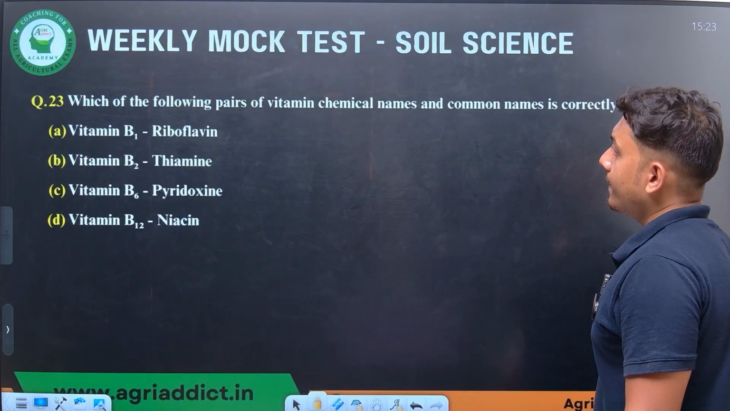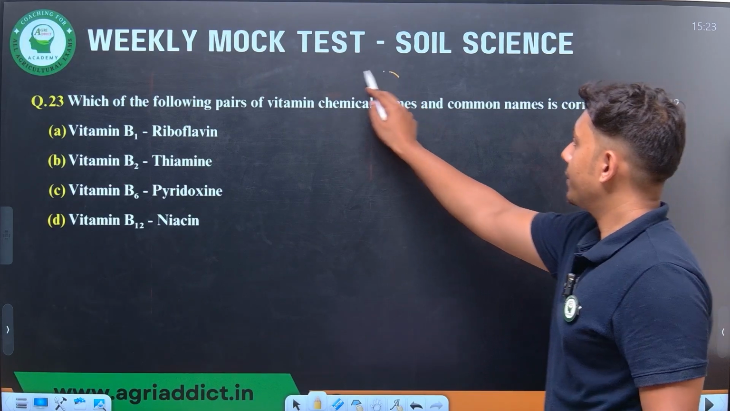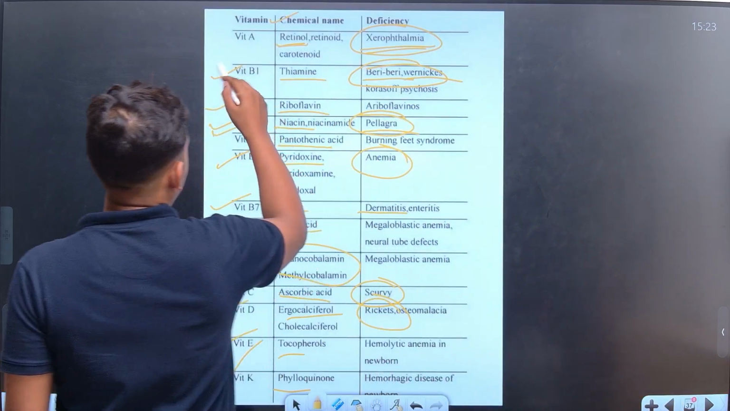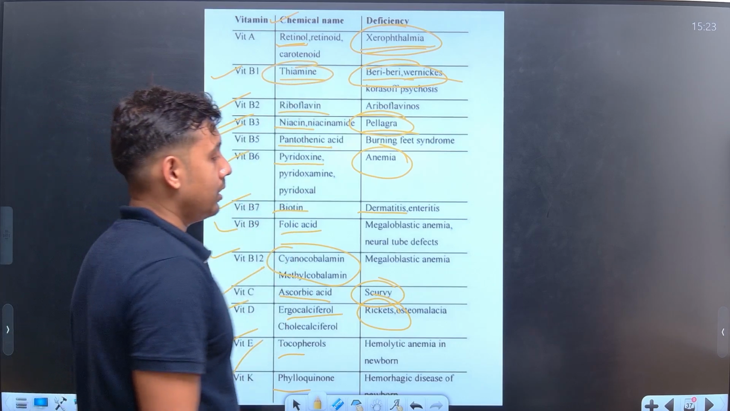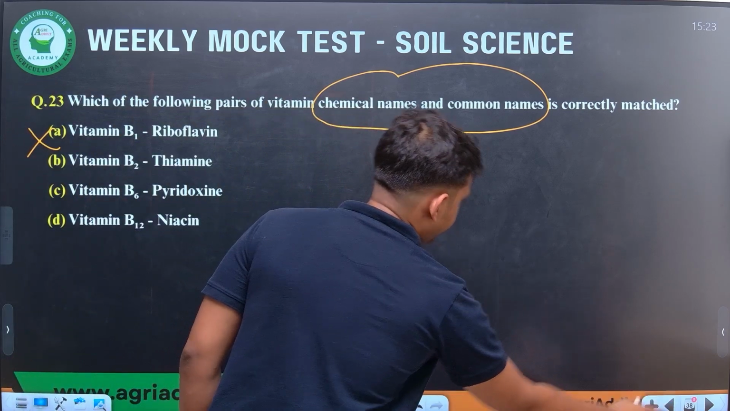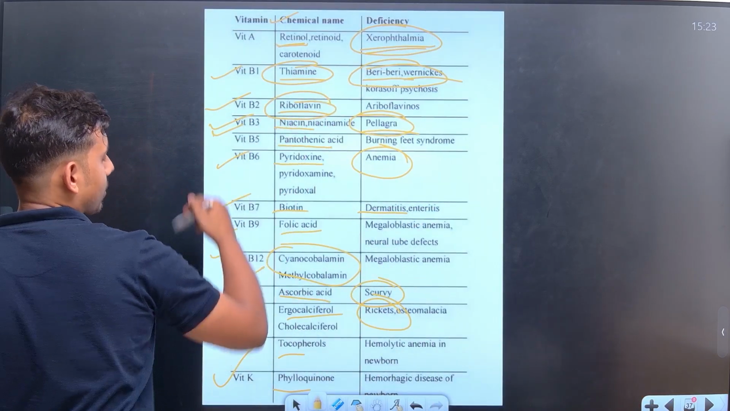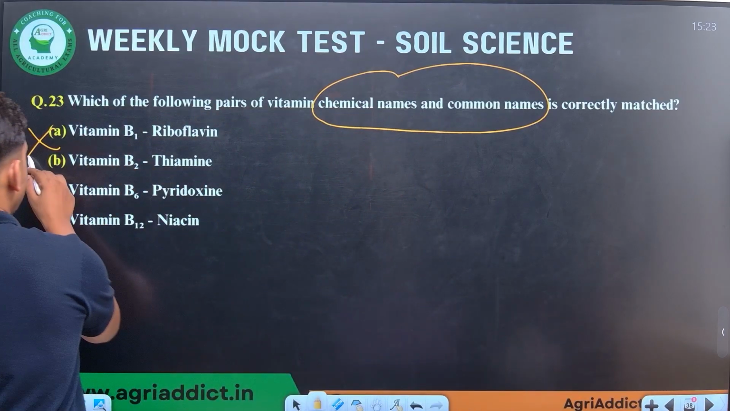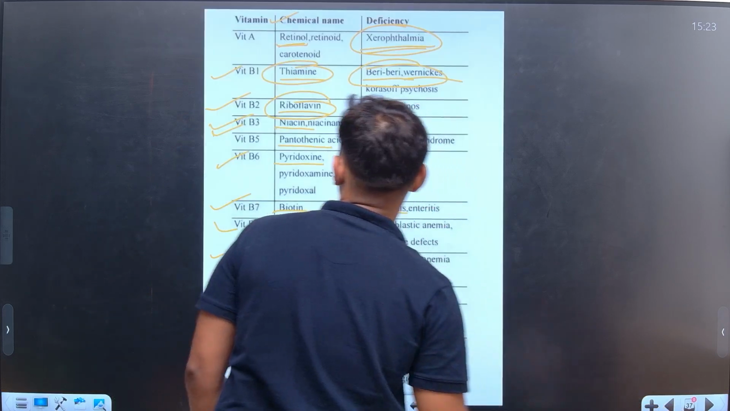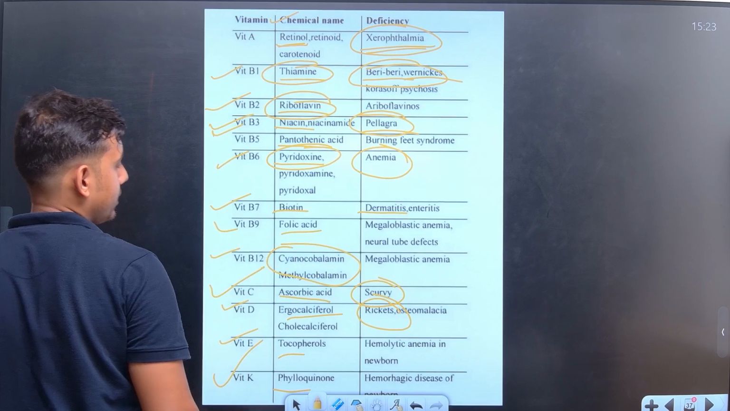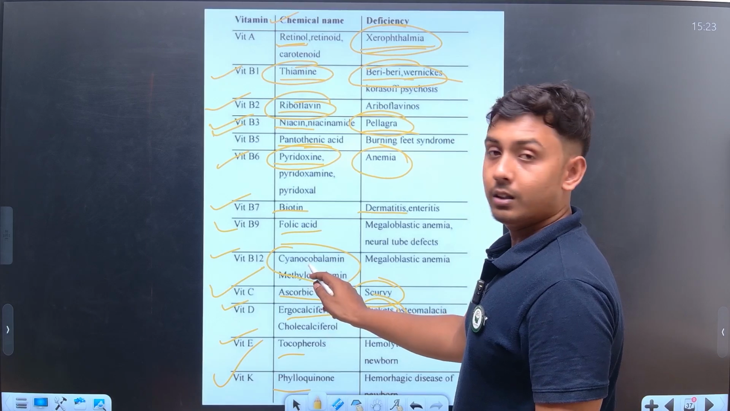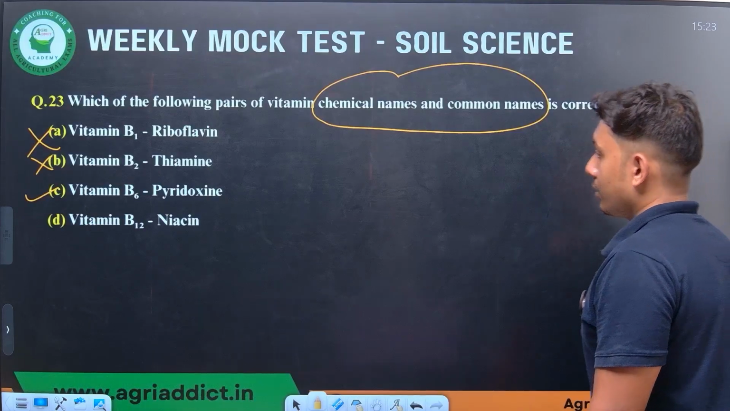Next, which of the following pairs of vitamin chemical names and common names is correct? Vitamin B1, riboflavin. Let's see. B1 is thiamine, not riboflavin, so option 1 is incorrect. Vitamin B2, thiamine. Vitamin B2 is riboflavin, so it is also incorrect. Vitamin B6, pyridoxine. B6 is pyridoxine, so this is correct. What was the last option? Vitamin B12, niacin. No, it is cyanocobalamin. So option C will be correct.